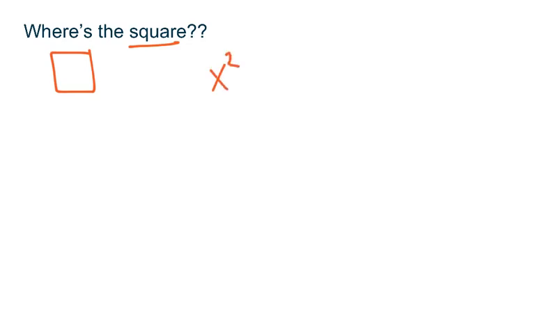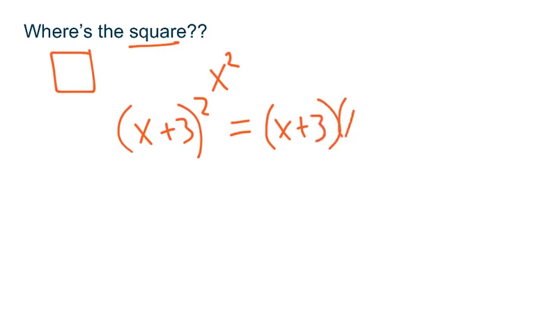And earlier, when we were looking at polynomials, we were learning how to FOIL and whatnot, and we would do something like x plus 3 squared. And I'd be like, hey, what's that? In order to do this, you have to write it out twice: x plus 3 times x plus 3. You can then FOIL it, and you get x squared plus 6x plus 9.